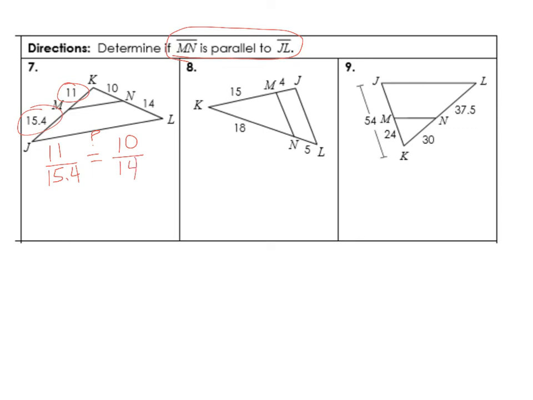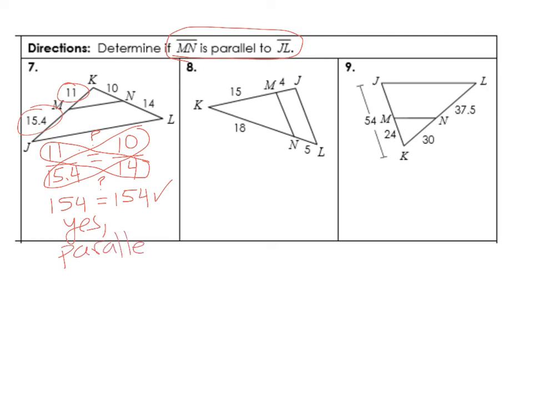So there's two ways to do this. We can cross multiply or we can find our decimal. I'm going to cross multiply. 11 times 14 gives me 154. Does that equal 10 times 15.4? And it does. So that's a yes. So that means yes, they are parallel. And we're done with that one. So set up the next one and see if you can figure it out.